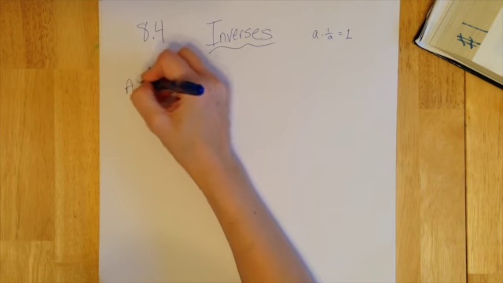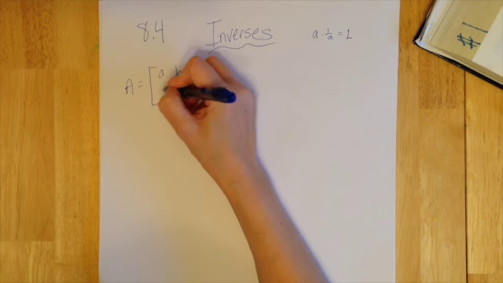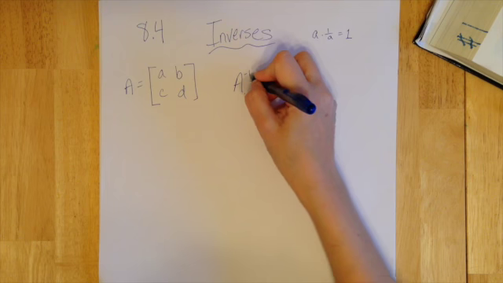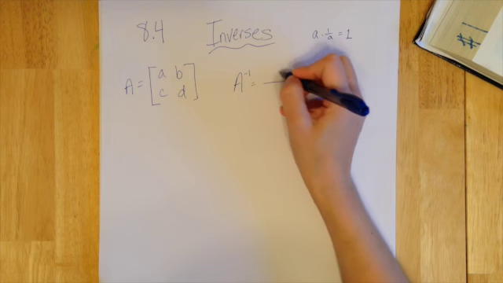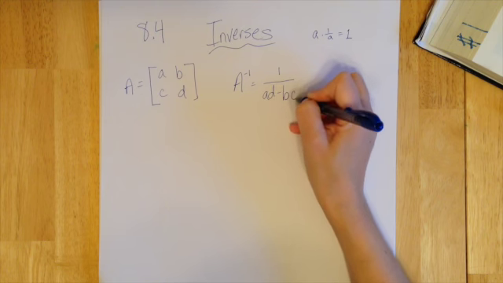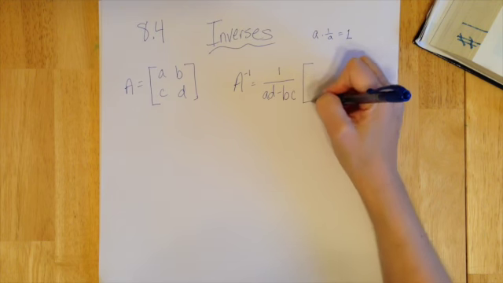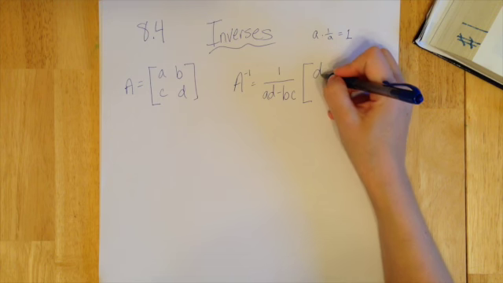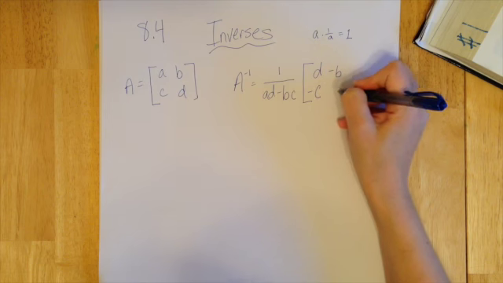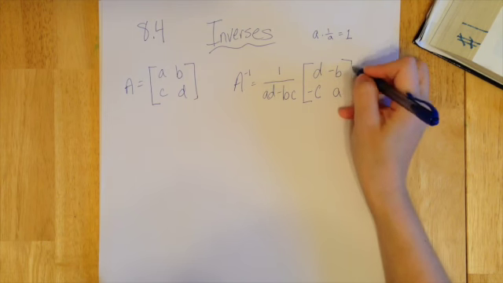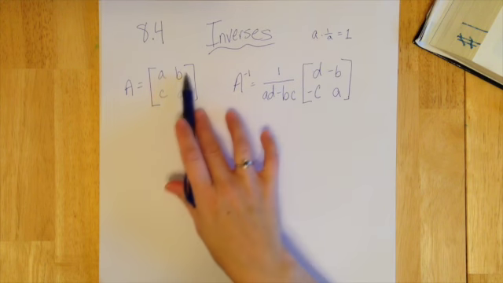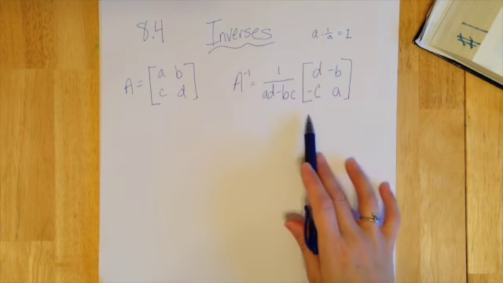If you take a matrix, call it A, B, C, D, then the inverse of A is 1 over the AD minus the BC times D, negative B, negative C, A. Notice the A and D switch places, and the B and C become negatives.